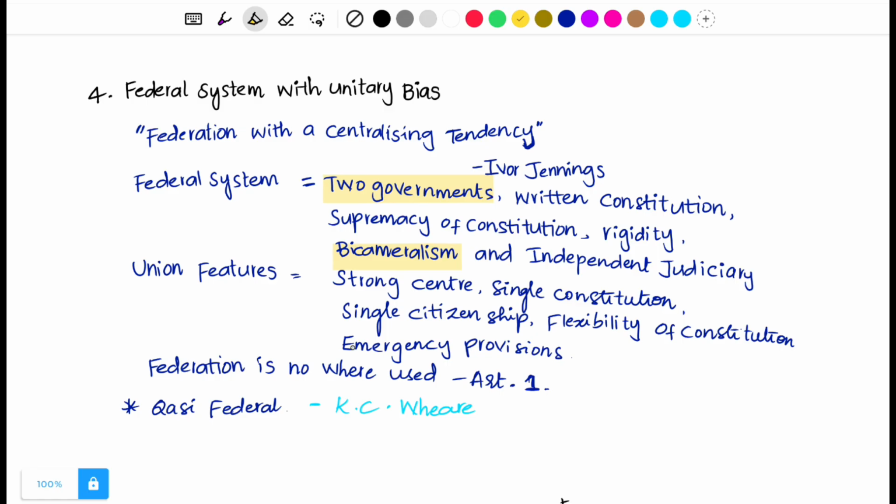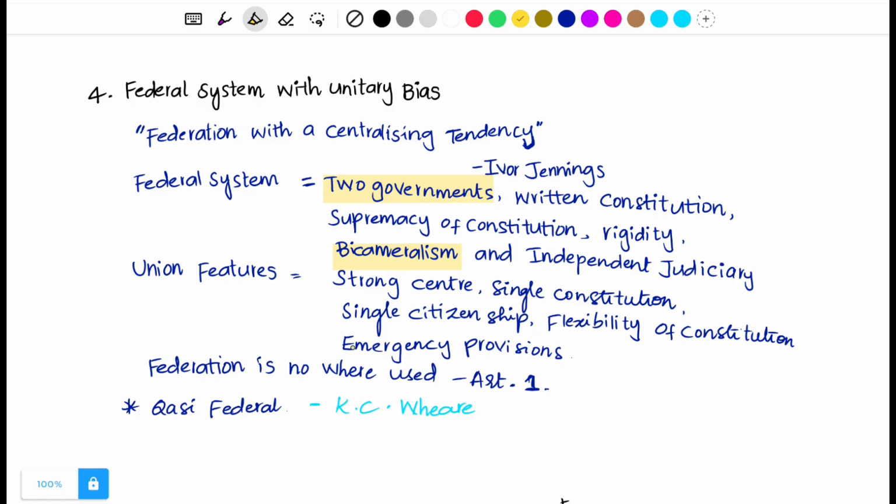The unitary features are, there is a strong center, we have only a single center and a single constitution and also a single citizenship. Likewise in the US, they have two citizenships. First, a citizen of the United States of America, and also he will become a citizen of a state there. A US citizen has two citizenships, whereas in India, we have only single citizenship. He or she will be an Indian citizen.